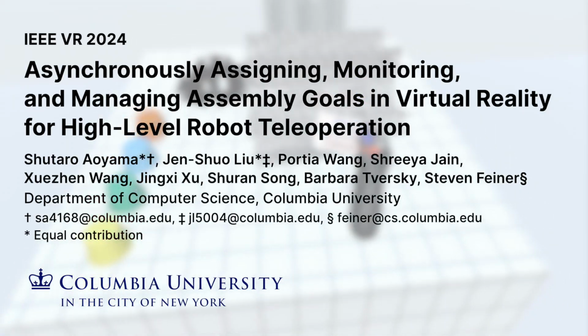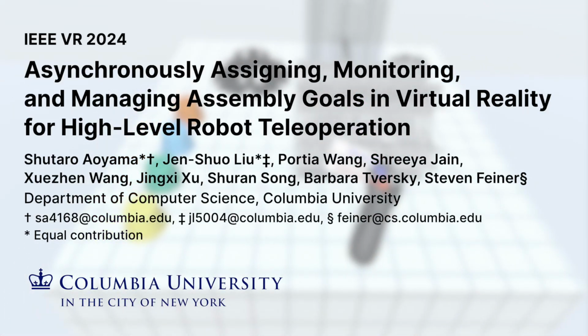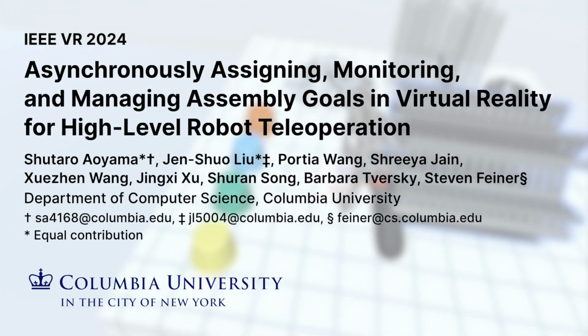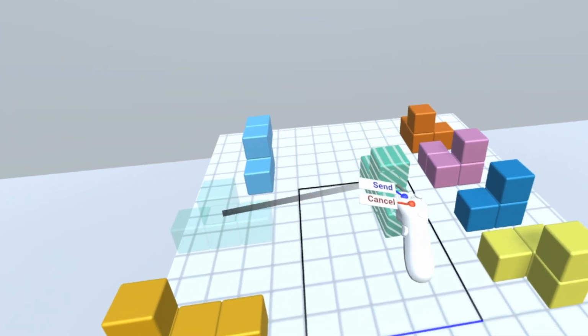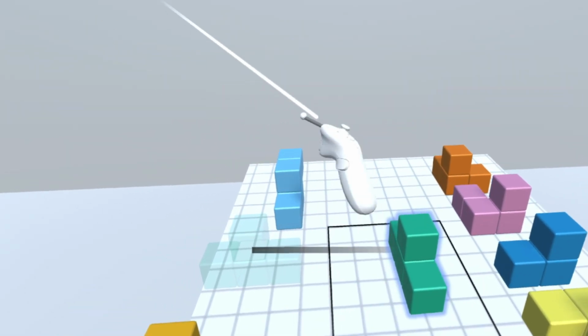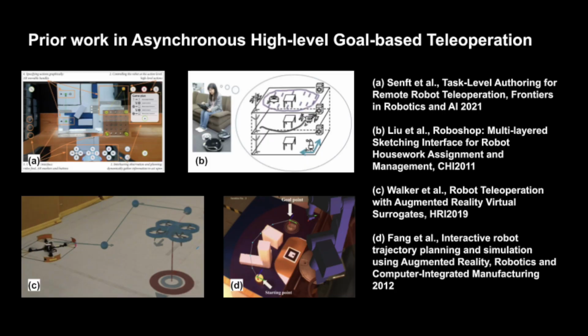We present a prototype VR user interface for robot teleoperation that supports high-level goal specification in remote assembly tasks. The user asynchronously assigns multiple goals in the form of 6 DOF destination poses by interacting with virtual replicas of task objects. Existing work on asynchronous high-level goal-based teleoperation has predominantly concentrated on control methods for robot teleoperation. In contrast, we describe and compare different visualizations for monitoring and managing these assembly goals in headset VR.